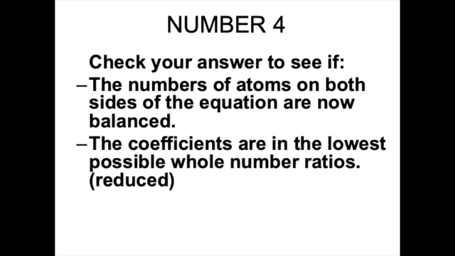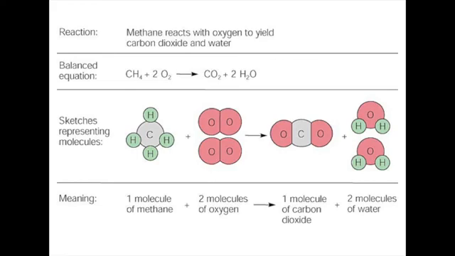And finally, number 4, check your answer. The number of atoms on both sides of the equation are now balanced. The coefficients are in the lowest possible whole number ratio, otherwise known as reduced. This slide shows us several different ways of looking at the exact same thing. The reaction: methane reacts with oxygen to yield carbon dioxide and water.